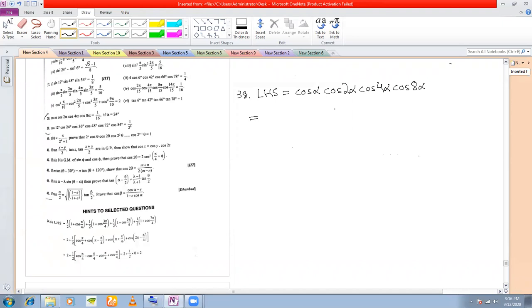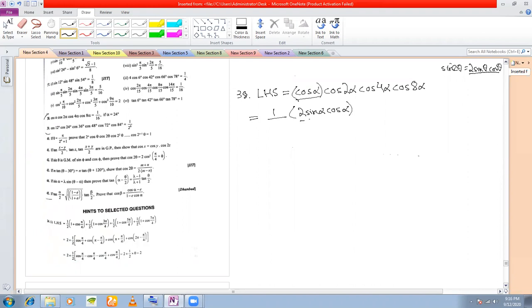What you do here is, you know that sine 2 theta is 2 sine theta cos theta, right? You see a cos alpha here. So you try to bring only this cos alpha into the 2 sine theta cos theta form. So you write here 2 sine alpha cos alpha. Although sine alpha is not there, you write 2 sine alpha cos alpha.